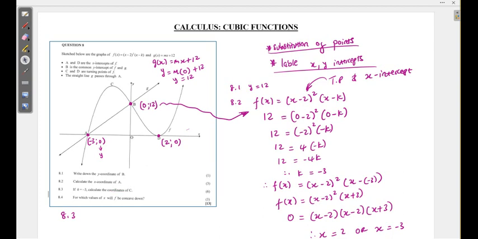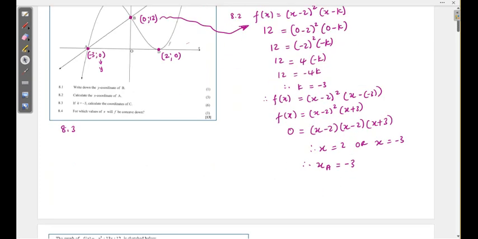And then if k is negative 3, calculate the coordinates of C. Now what is C? C is a turning point. So how do we get a turning point, good people? Remember, we find the derivative first, right? So to find the derivative, we need the equation of f. We know that f of x is x minus 2 all squared and then x plus 3, right?